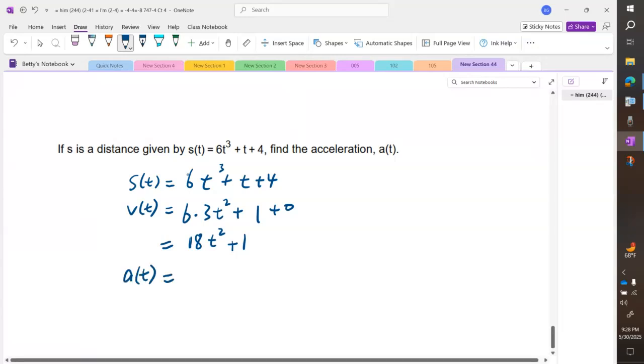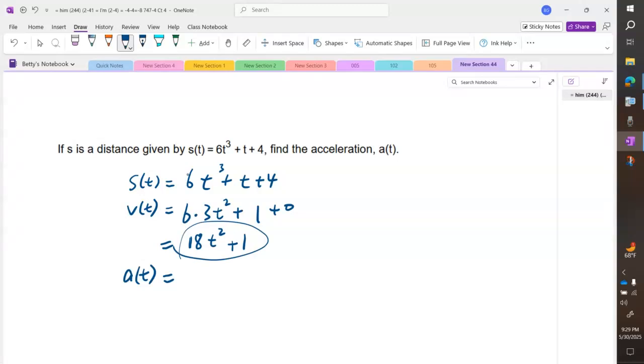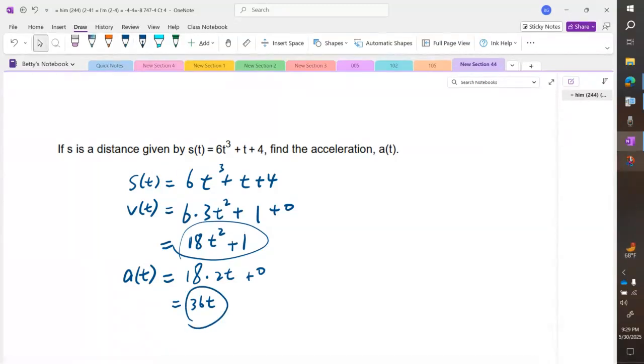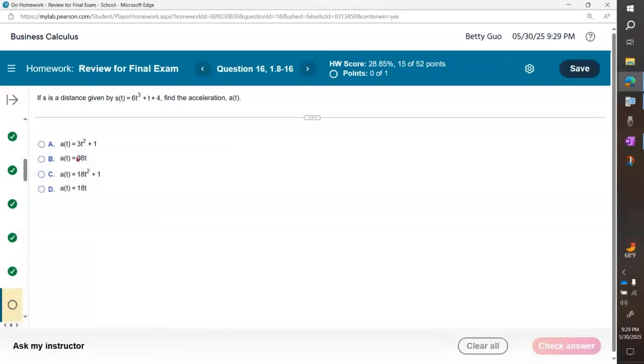The acceleration function is the derivative of the velocity function. And we are going to take the derivative of this function, right? Keep 18, the coefficient, the derivative of t squared is 2t, the derivative of 1 is 0, and that gives 36t. That's the acceleration function, 36t. B.